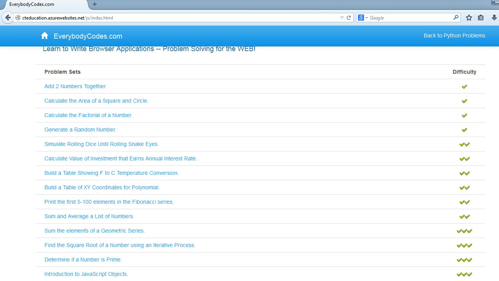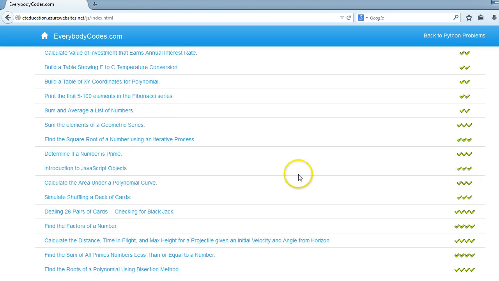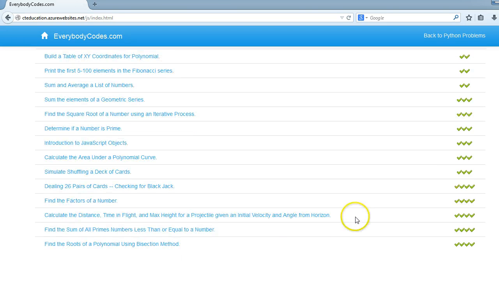Other examples can be, for example, and this is just a sampling, calculating the area under a polynomial curve. We talked about that one. Calculating the distance, time in flight, and the maximum height for a projectile, a physics type problem, given the initial velocity and the angle from the horizon.